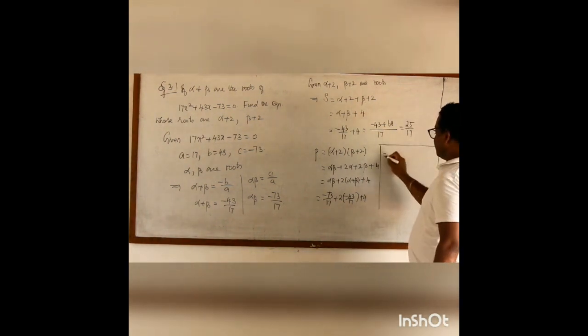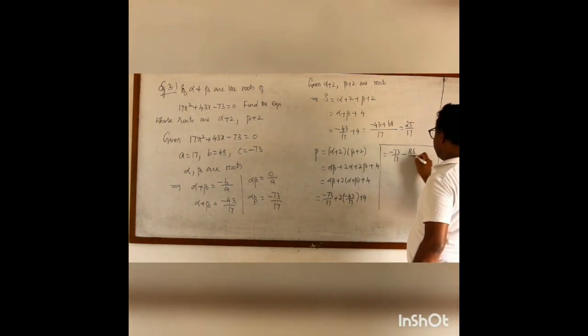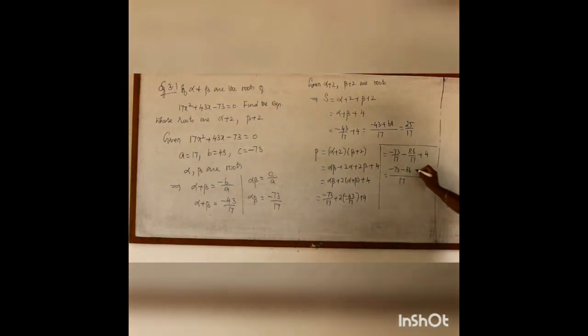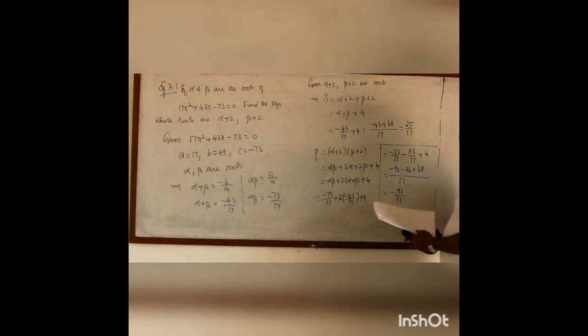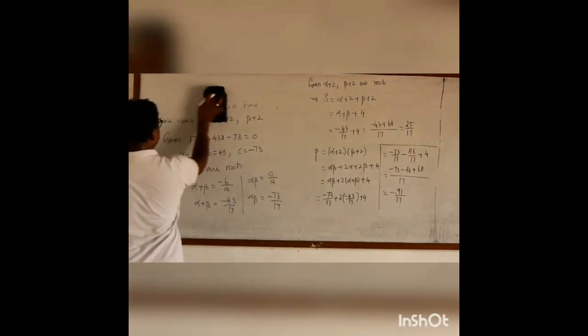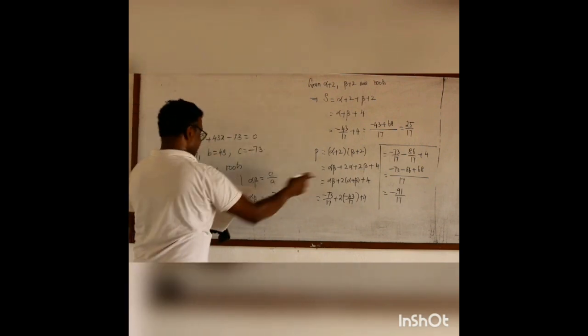That is equal to minus 73 by 70, minus 86 by 70 plus 4. If I take LCM as 17, minus 73 minus 86, 17 fours are 68. When we add, this becomes minus 91 by 17. Therefore, sum of the roots is 25 by 17 and product of the roots is minus 91 by 17.